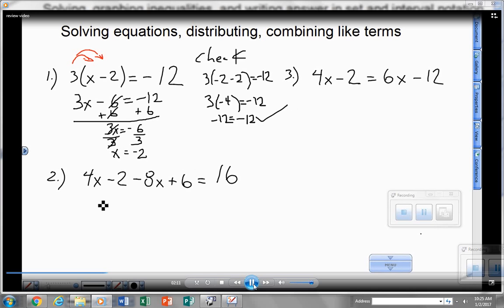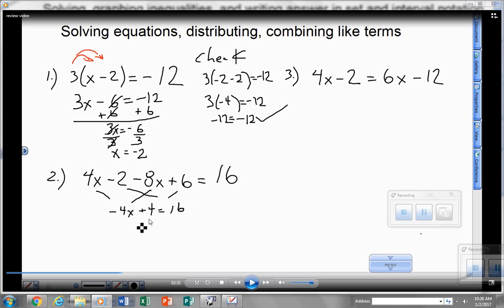All right, next problem here. Before I do any inverse operations, I combine all like terms. So I'm going to combine my x terms, and I'm going to combine my plain numbers there. So 4x minus 8x gives me negative 4x. Negative 2 plus 6 gives me positive 4. I have my equal, I have my 16. And then now I could start my inverse operations.